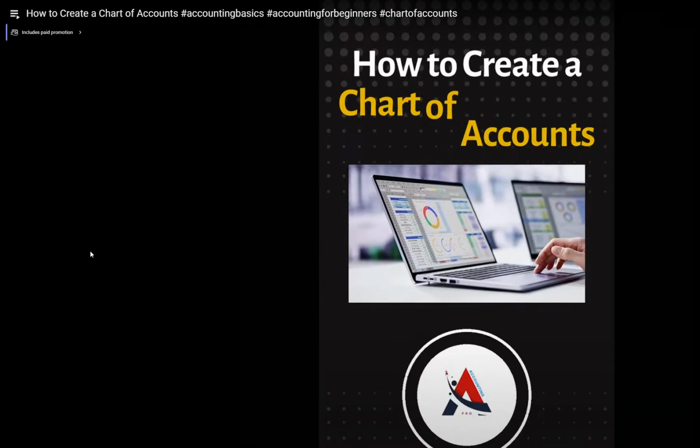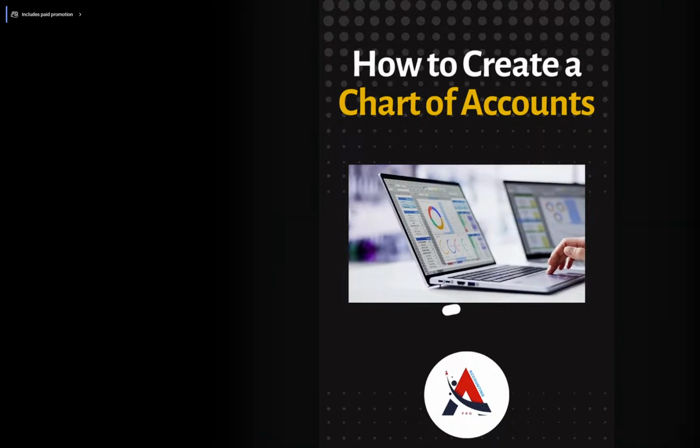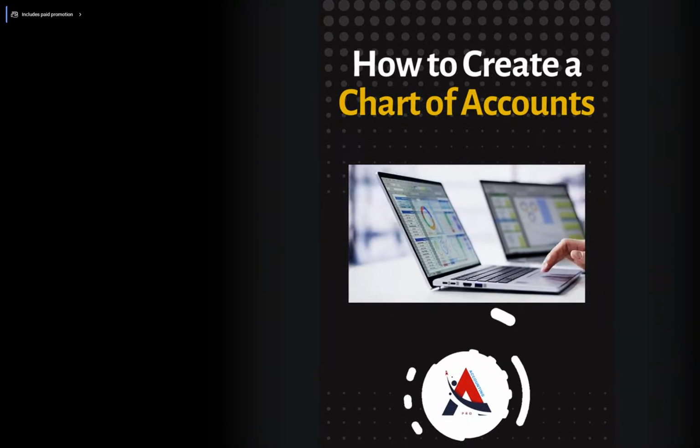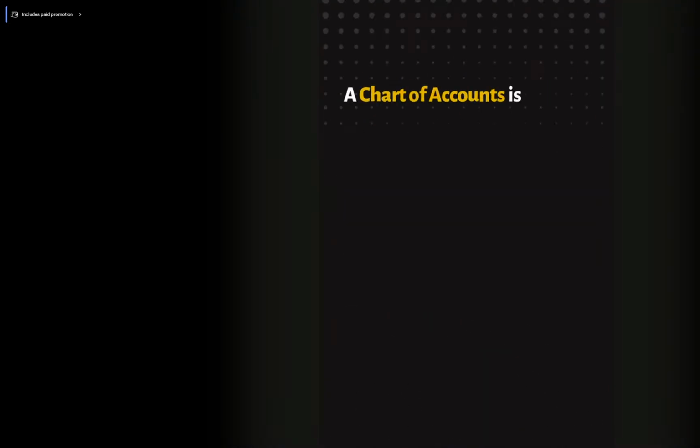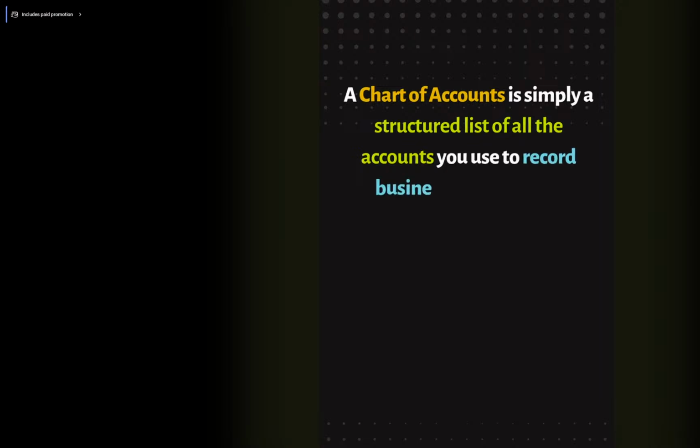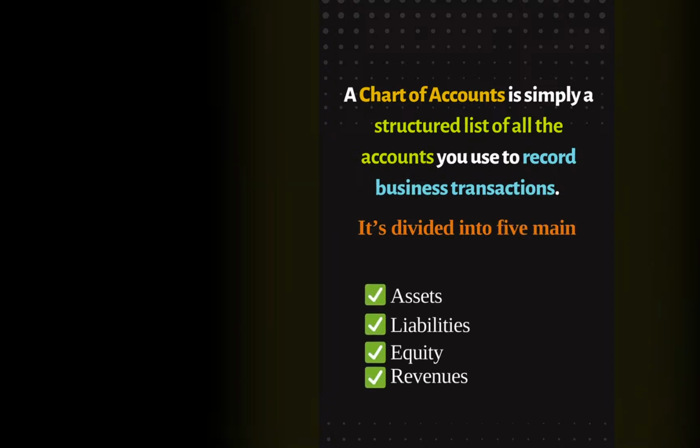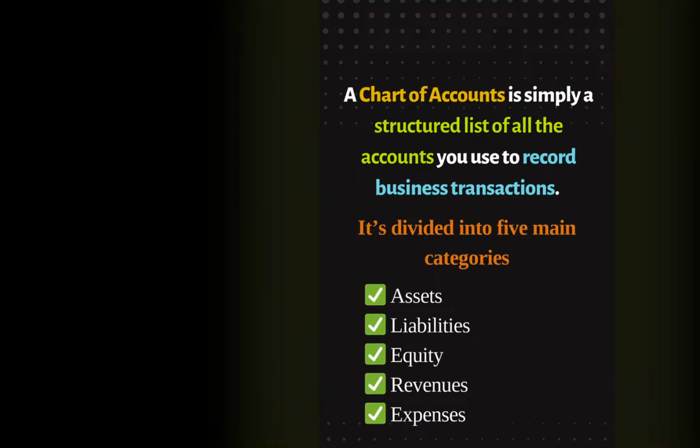Welcome to Accounting Prog. Today we'll learn how to create a chart of accounts, the backbone of your bookkeeping system. A chart of accounts is simply a structured list of all the accounts you use to record business transactions. It's divided into 5 main categories: assets, liabilities, equity, revenues, expenses.